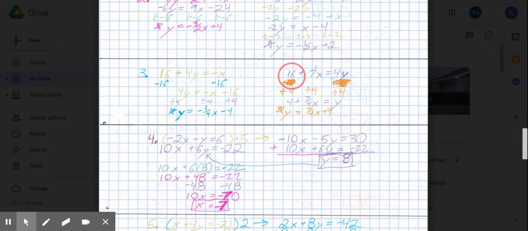With our other equation, 16 plus 7x equals 4y, y is already on its own, minus the fact that it's connected to 4, so we just simply divide everything by 4, and that would be 4 plus 7/4 x equals y, and when we rewrite that, we just flip the order, so y is on the left, so it'd be y equals 7/4 x plus 4.